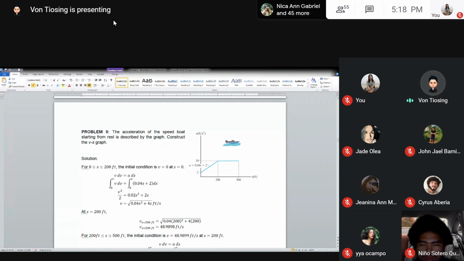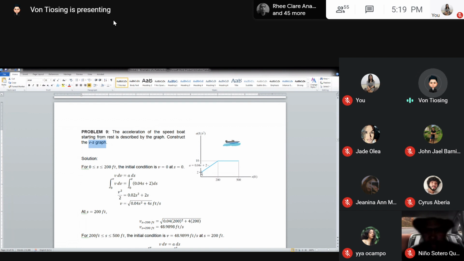This one is, okay, ang graph naman na binigay is the relationship between the acceleration and the displacement. Okay, so the acceleration of the speedboat starting from rest is described by this graph. Construct the velocity displacement graph. Okay? So meron tayong dalawang stage dito. So from s equals 0 to s equals 200, and then from s equals 200 to s equals 500.